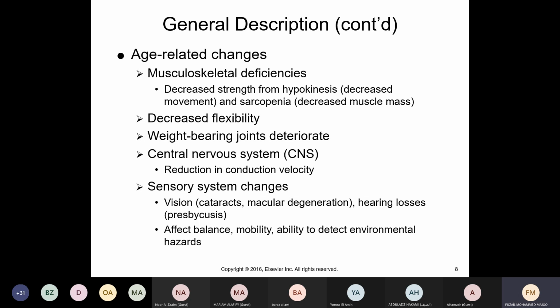Naturally, when you have decreased muscle and decreased movement, that's going to lead to decreased flexibility as well. What moves us? Muscles move us. The joints that bear weight. What are some of the weight-bearing joints in our body? The knees, very good. What else? Ankles.